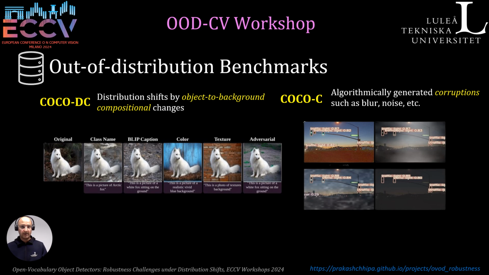And the second benchmark is COCO-DC. This particular benchmark is focused on object to background compositional changes. So in the images, you can see the background is changed to different color, texture, and adversarial aspects, based on the captions. Then the third benchmark is COCO-C, which is derived from original COCO, where corruption is introduced to the original images by algorithms. Such corruptions include blur and noise, and there are a total of 15 categories.